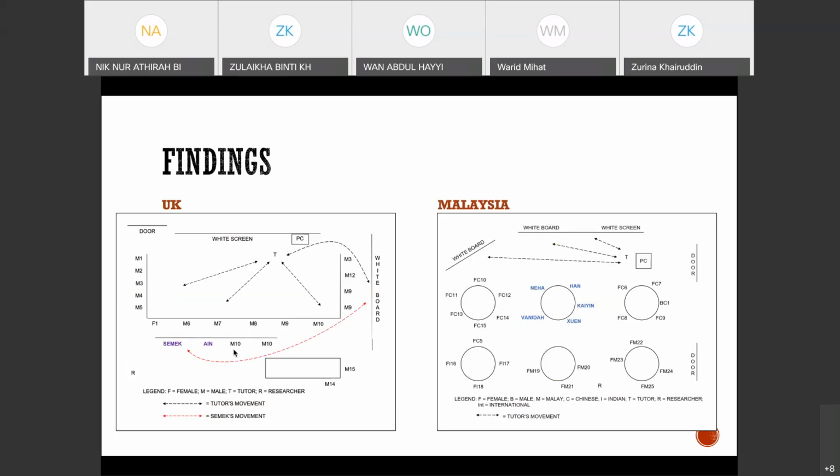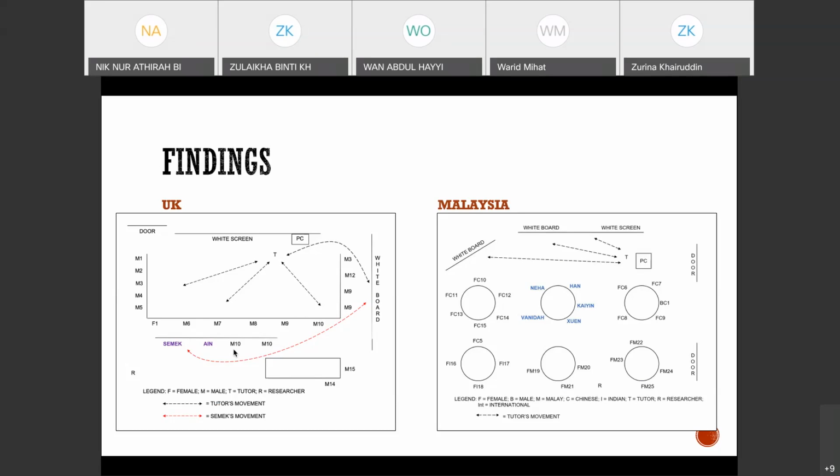Okay, and in the one in Malaysia, what I've done is F is female, M is male, M is Malay, C is Chinese, I is Indian, and T is international. If you can see from here, FC, they sit together, MC, FM, they sit together, FI, they sit together, and this class is full. So it's interesting to see that in the Malaysian context, we prefer to sit among ourselves, among our own ethnicity. I don't know why, I did not ask.